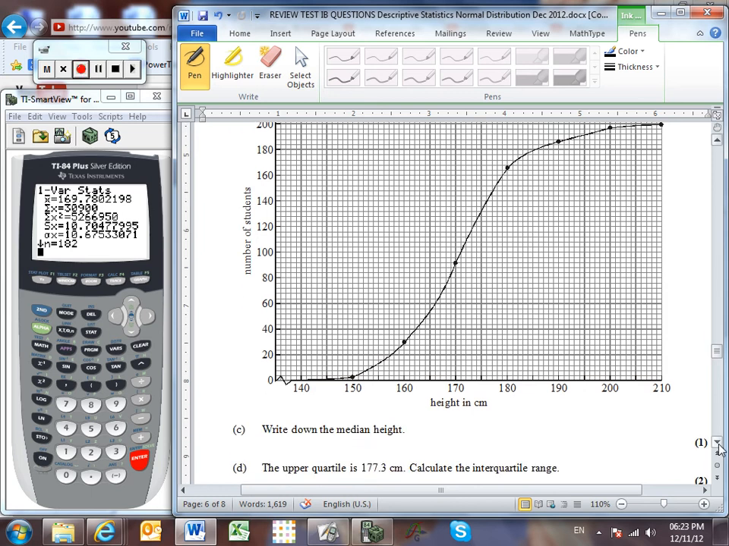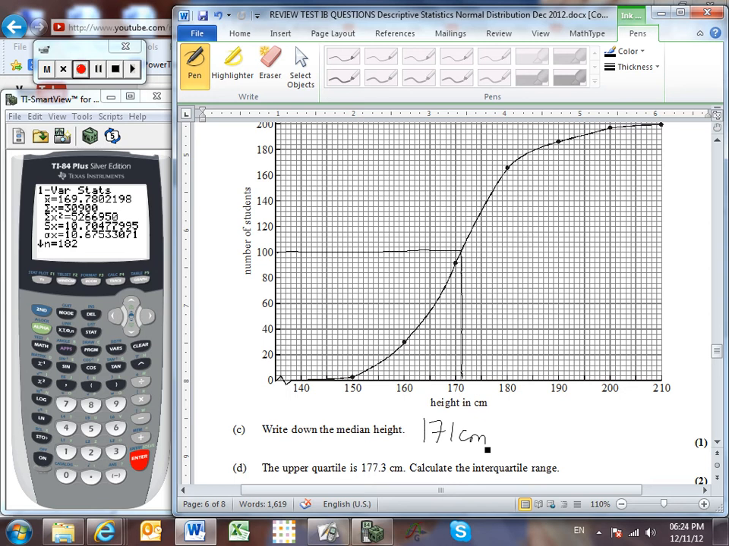It says to write down the median height. So we've got a total of 200 data values. The median will occur at the middle one of 100. You would, of course, use a ruler to draw across, and if we trace it down, we'll see that we arrive at 171 centimeters as the median.